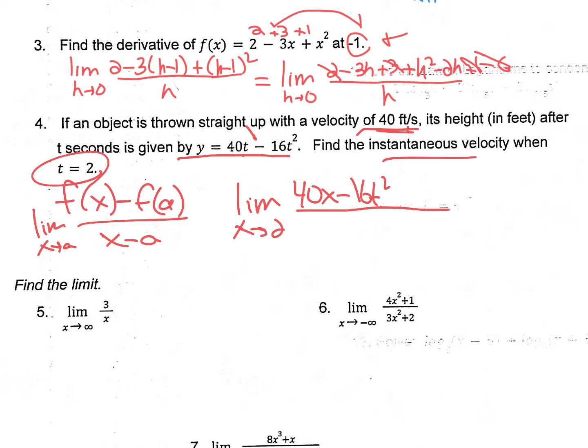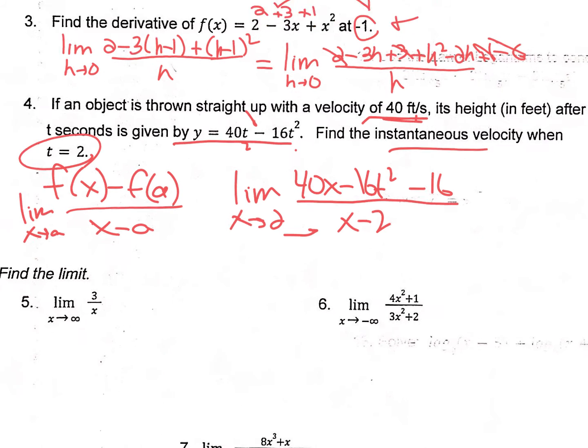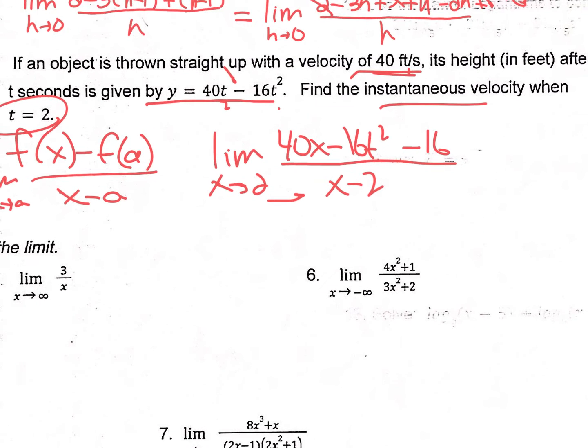If I plug 2 in here, I get 40 times 2 and 16 times 4. That's going to be minus, let's see, 80 minus 64. That's going to be 16, so minus 16 over x minus 2. Now what I need to happen, obviously I can't plug in a 2 because it's going to make my denominator 0. I need to get that numerator factored with an x minus 2 so that I can cancel those x minus 2s. Okay, so I have the limit as x approaches 2.